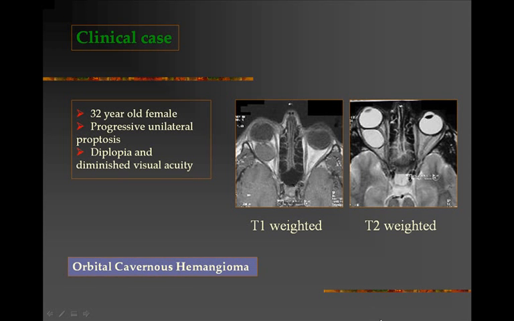This is a clinical condition called an orbital cavernous hemangioma. This is a benign condition where there is a collection of large blood vessels in an abnormal location.